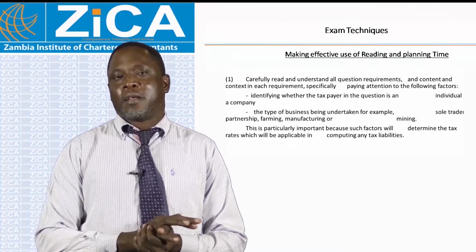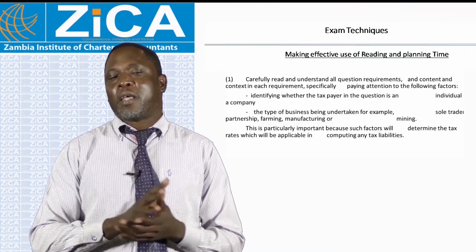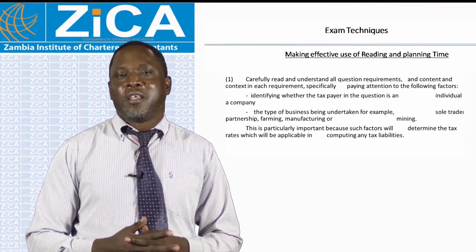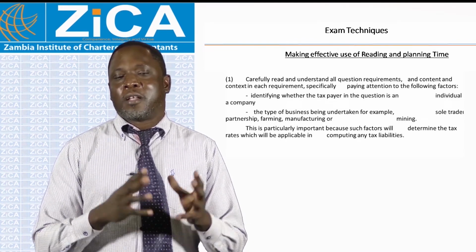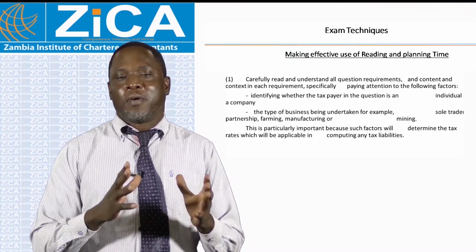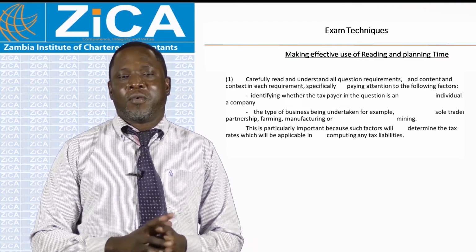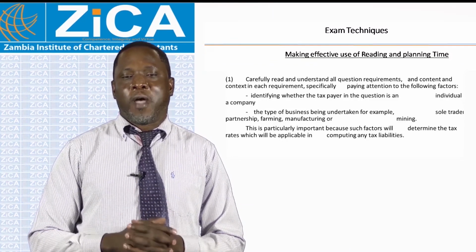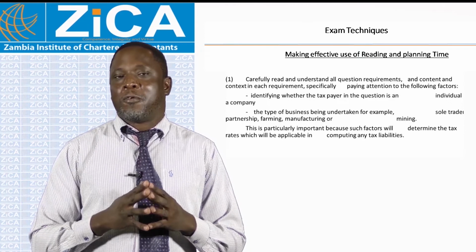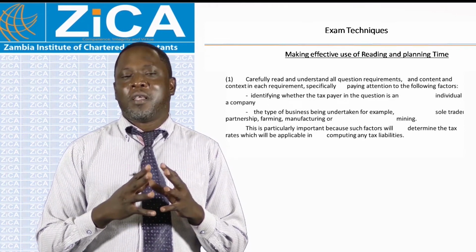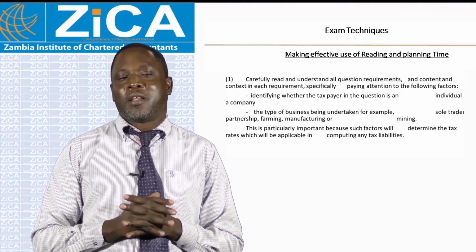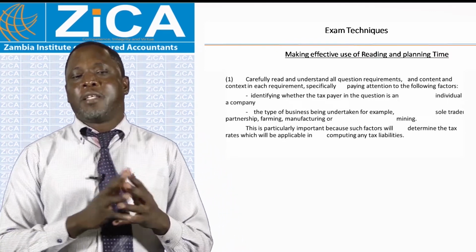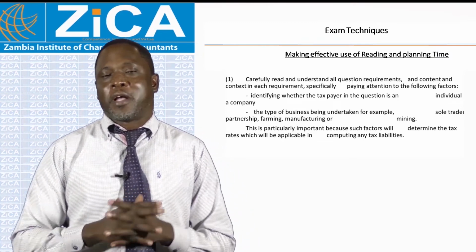A key technique which will ensure success is to make effective use of reading and planning time. What are some of the things you should do in that 15 minutes of reading and planning time? You need to carefully read and understand the question requirements. And for taxation purposes, as you are reading through the question, identify what type of taxpayer am I dealing with. Am I dealing with an individual? Am I dealing with a company?